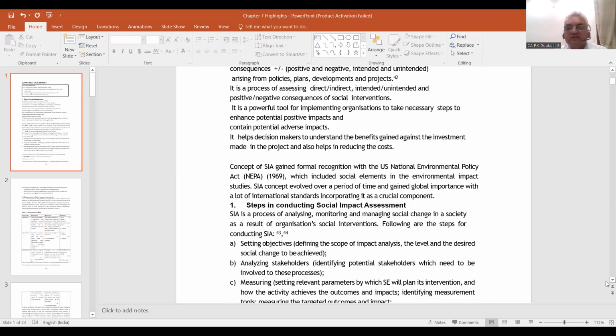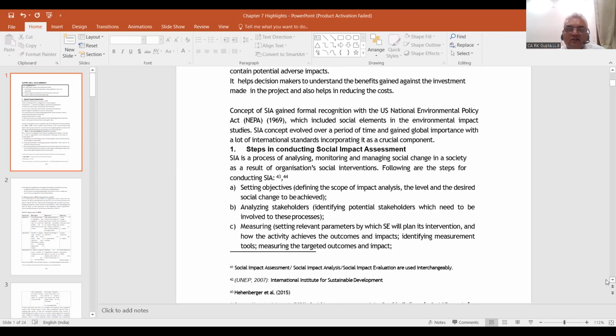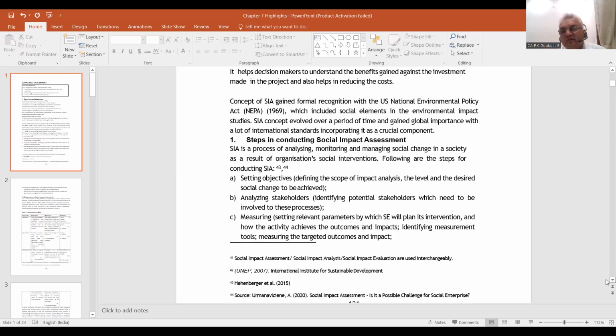Then you have to set relevant parameters by which this social enterprise will plan its interventions and how the activity achieves the outcomes and impacts. Identifying measurement tools, measuring the targeted outcomes and impacts. So these are some of the steps in conducting the social impact assessment. If you want to conduct a social impact assessment exercise, it is some sort of evaluation. So you are evaluating the benefits you have derived from that social intervention.